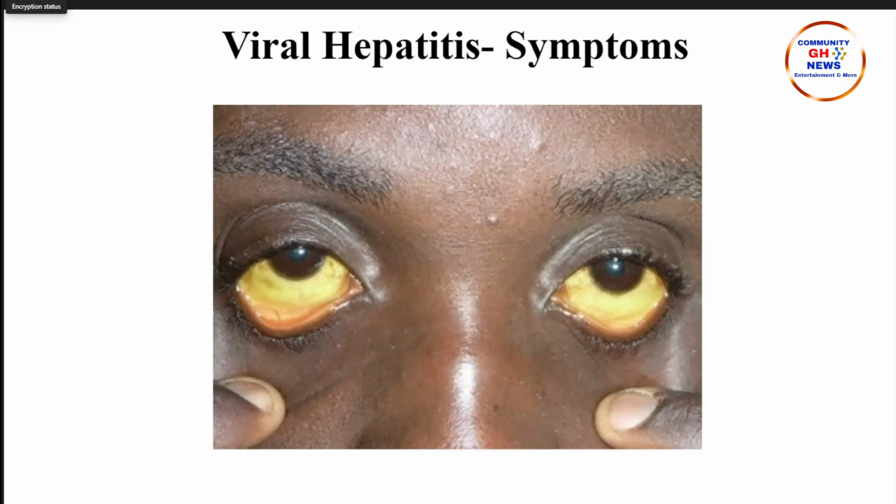So there's a picture of someone who has jaundice. Once you wake up, you look into the mirror, you realize that your eyes are yellow. It's not normal. Your eyes are supposed to be white. So if it's yellow, come to the hospital. The necessary investigations will be run for you, and then we'll figure out the cause.